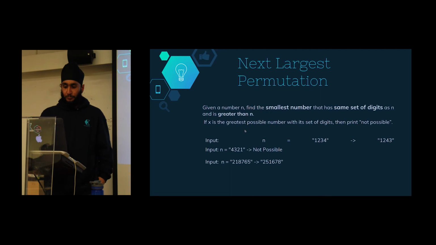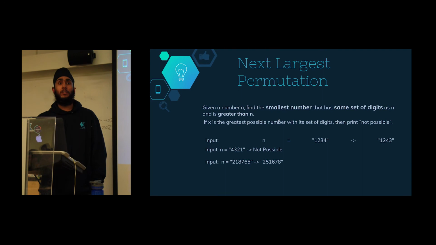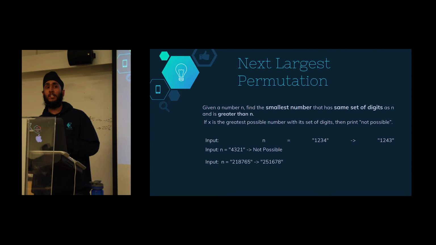Given a number n, find the smallest number that has the same set of digits as n and is greater than n. I'll just repeat this again: the smallest number that has the same set of digits but is greater than n. Also, you should always ask for a lot of examples, because they really highlight some trends. I made these examples pretty nice so they highlight the more prominent and important trends, but an interviewer might not necessarily give you examples that highlight these trends.